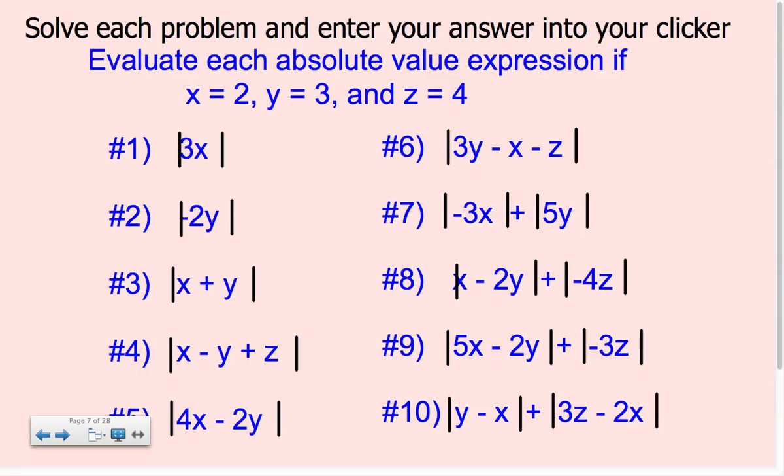Hopefully you can see all of our absolute value signs now. So there's a total of 10 problems.